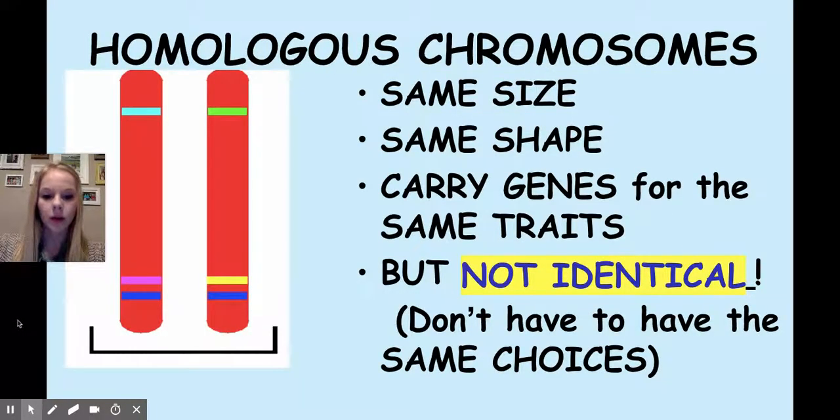Homologous chromosomes are the same size, same shape, and carry genes for the same traits, but they are not identical. The reason they're not identical is because they don't have the same choices for each trait. Remember, one is inherited from mom and one is inherited from dad. For instance, if eye color was controlled by a single gene, you may inherit a gene for blue eyes from your mom and a gene for brown eyes from your dad. These genes are located in the same position on homologous chromosomes, but they have different choices.